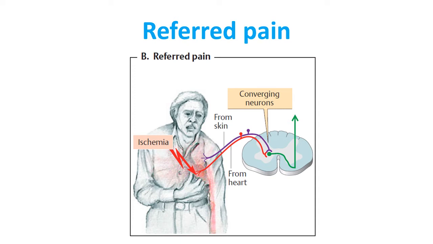For example, in the picture, you can see that the cardiac pain is referred to the inner aspect of the left arm. That is, the cardiac pain is felt on the medial aspect of the left arm. And in this picture, you can see the red shaded area, the pain is felt on the left arm. Another example is pain of the diaphragm is referred to the neck region.